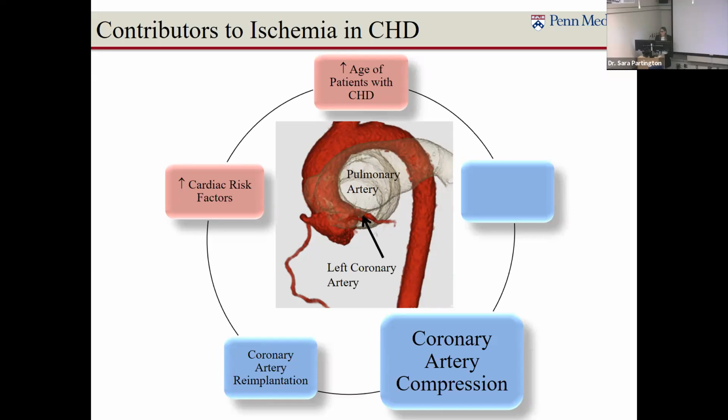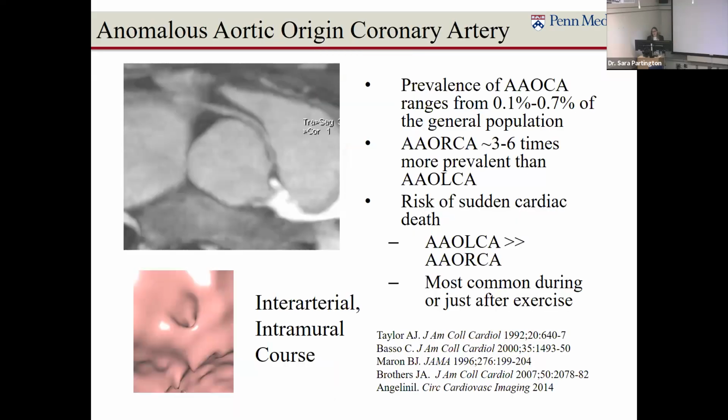And of course, there are anatomic reasons why patients may have coronary artery compression. This picture here in the top left is a patient that was born with an anomalous aortic origin of the right coronary artery. And you can see when that happens and the coronary artery goes anterior, it can frequently have an intra-arterial course, so coursing between the aorta and the main pulmonary artery. And then sometimes it can in fact have an intramural course, so not only being intra-arterial, but also coursing within the wall of the aorta.